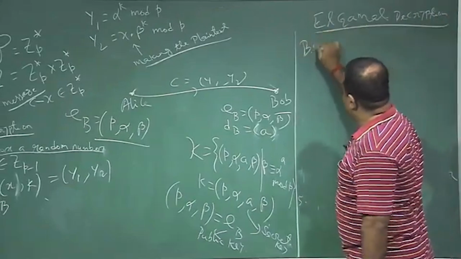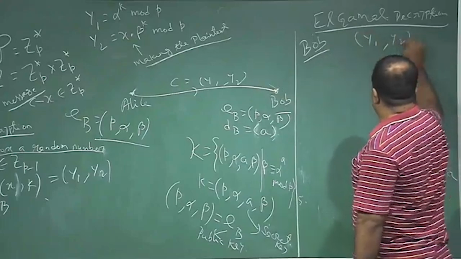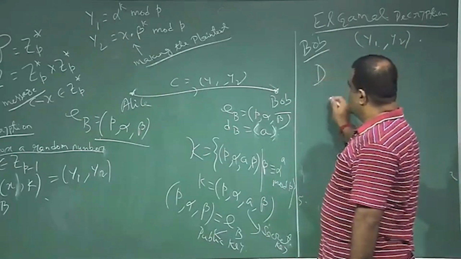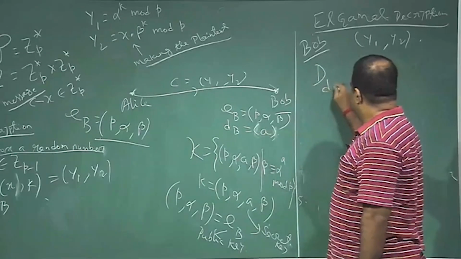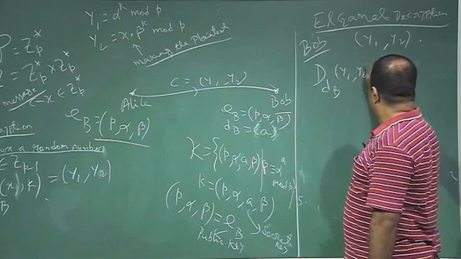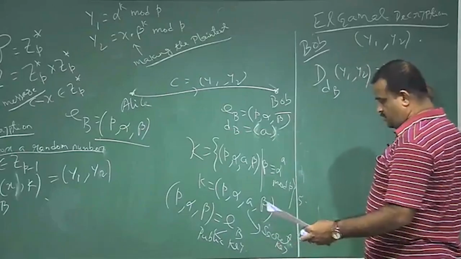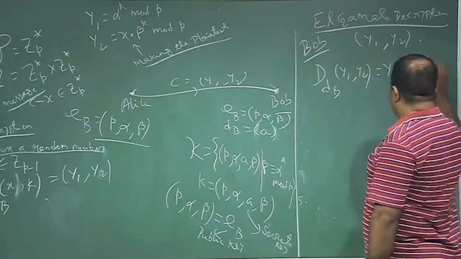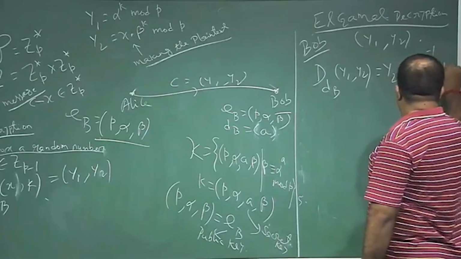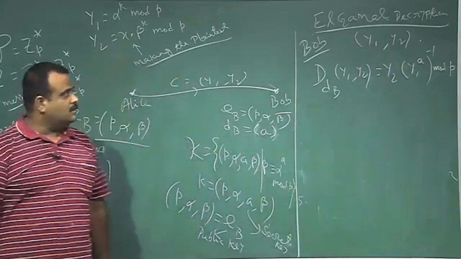And this has to be done by Bob upon receiving this y1, y2. So Bob is receiving y1, y2. So what will Bob do? Decrypt: Bob has to use his secret key a. Bob will compute y2 times y1 to the power a, inverse mod p. This is the ElGamal decryption.